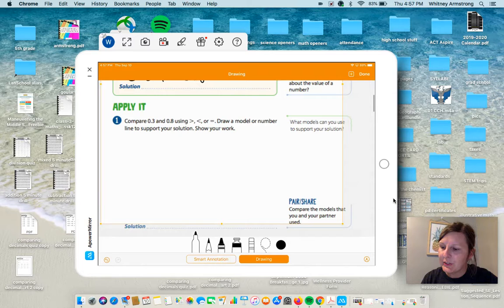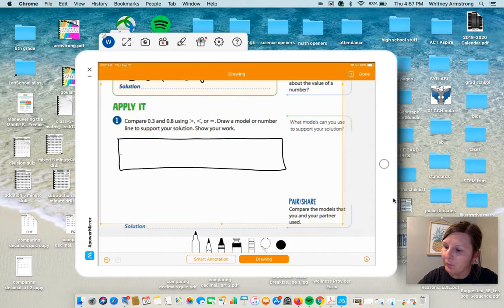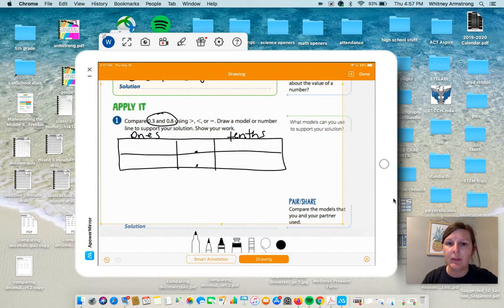Okay, it says compare 0.3 and 0.8 using greater than, less than, or equal to. Draw a model or number line to support your solution. So my model here, I'm going to do a place value chart, okay? I'm going to draw a place value chart. So here's my ones and here's my tenths. I didn't draw my hundredths because when I look at my two decimals here, I already know that they both only go to the tenths place, okay?